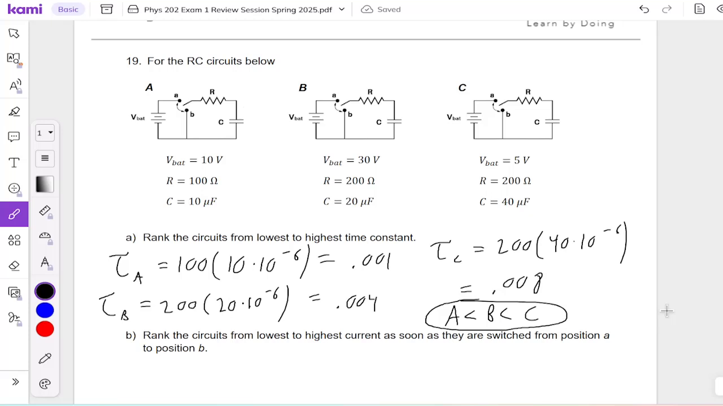It means that the ones with the larger one are going to take longer time to charge. Yes, that's exactly right. And discharge. Okay. That's exactly right.